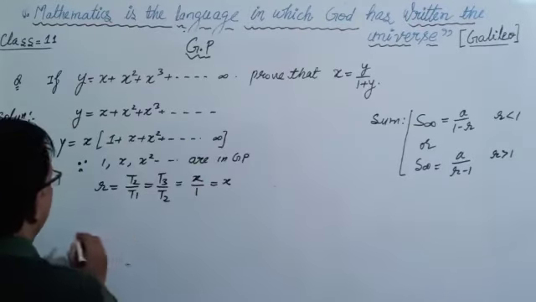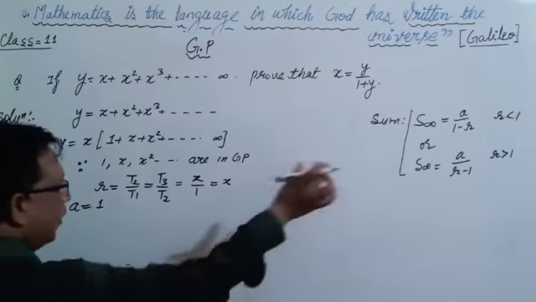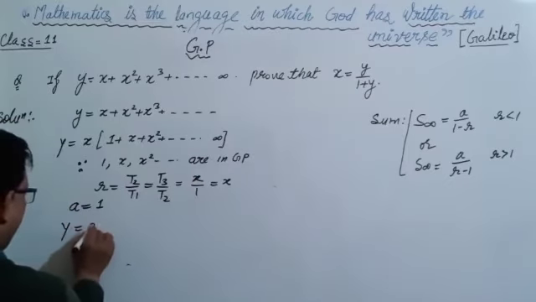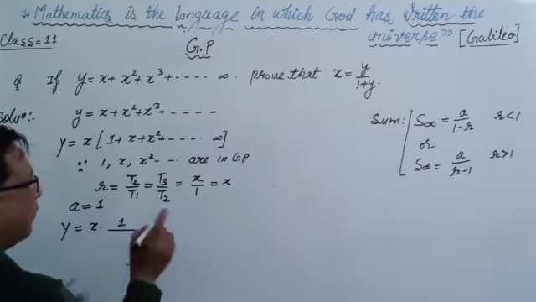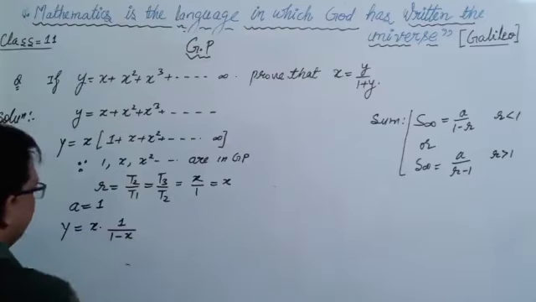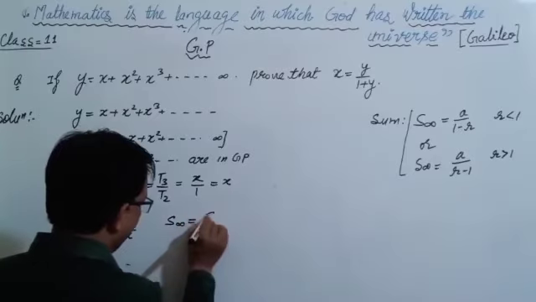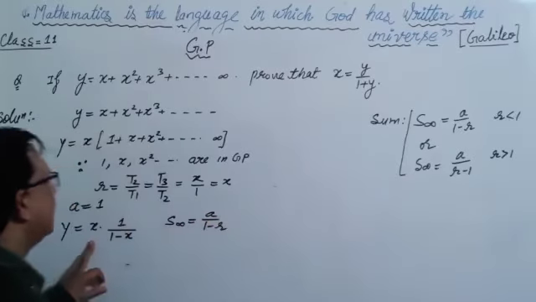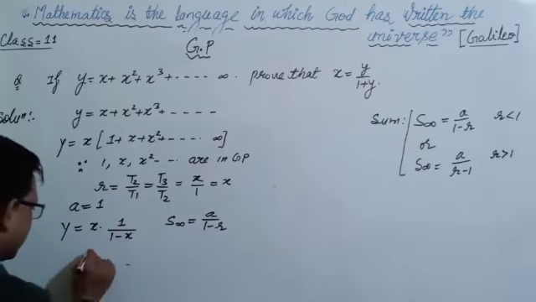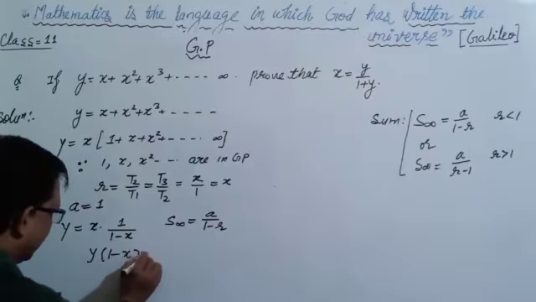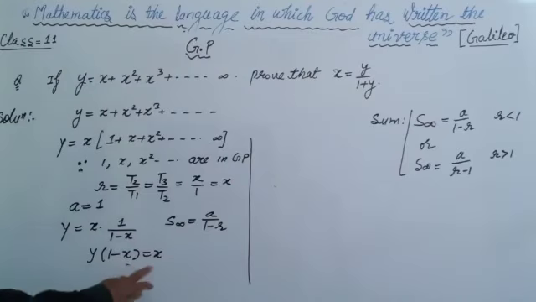Now we apply the formula. What is our formula? Here A means the first term is 1. So y is equal to x times A upon 1 minus R, that is 1 upon 1 minus x. Here we use the formula S infinite is equal to A upon 1 minus R, where A is 1 and R is x. Now we cross multiply this. So this is y into 1 minus x is equal to x.